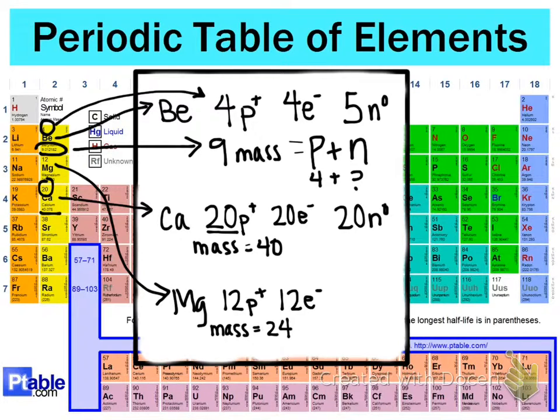Alright, so my protons plus neutrons equal 24. I have 12 protons, so I must have 12 neutrons. So that is how you determine protons, neutrons, and electrons, by just looking at the periodic table.